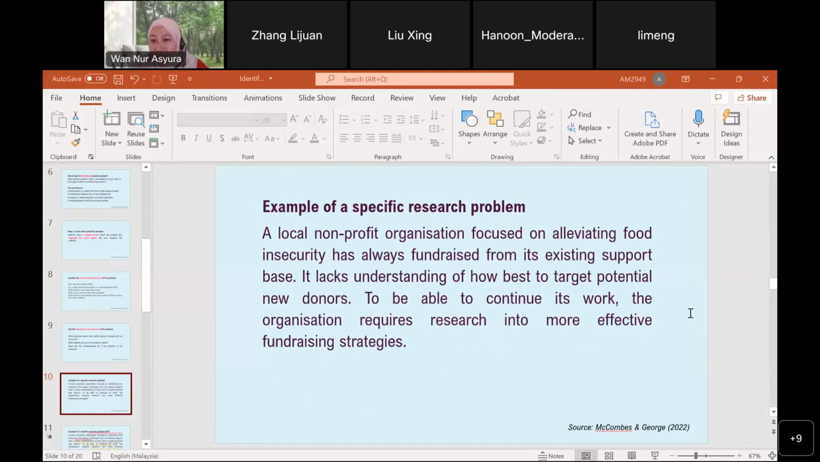Okay, it lacks understanding of how best. Very good, well done, Hanun. So in research problem, you need to use vocabulary or words that describe a problem. So that is the basic understanding of how you can write research problem. So yes, the answer, let me enlarge my screen again.